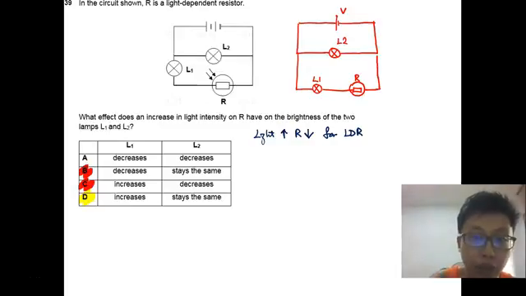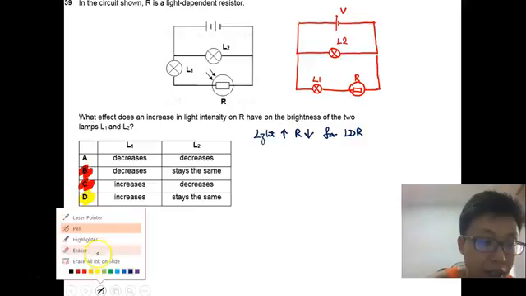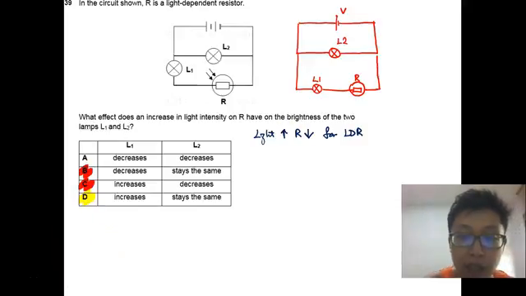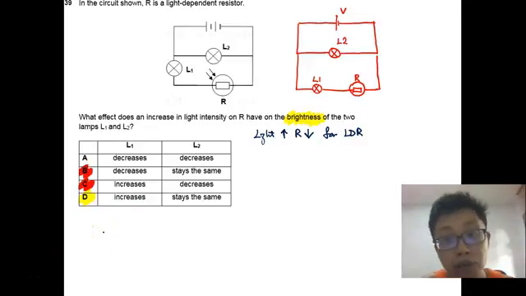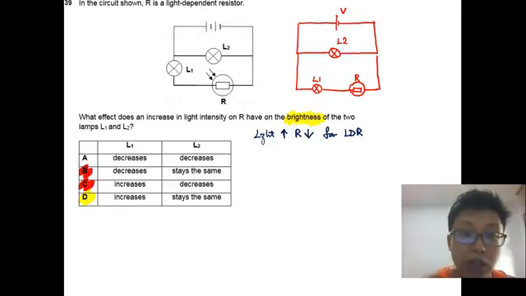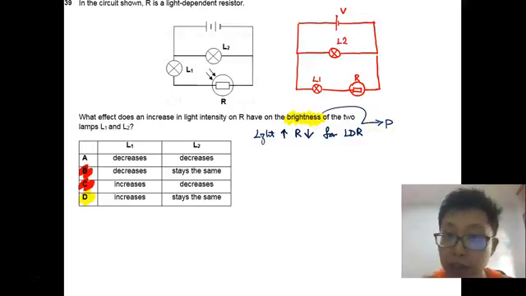Finally, you also need to know which parameter will affect brightness, because you are asked to evaluate the brightness. Brightness is a form of light energy, so it is related to the power of each light bulb, because power is the rate of energy being released per second. If you have a higher power, then you will have a brighter light bulb.